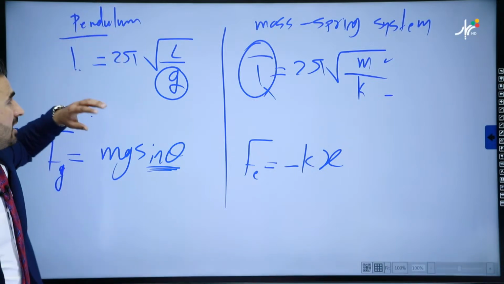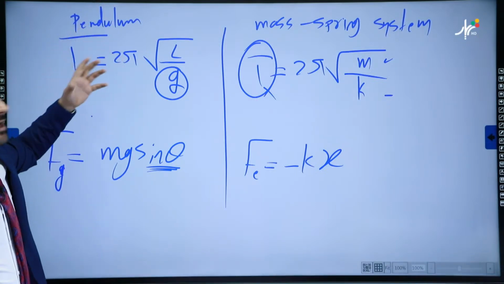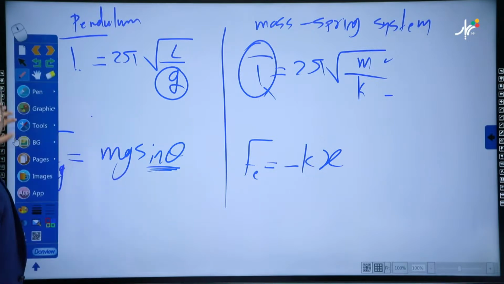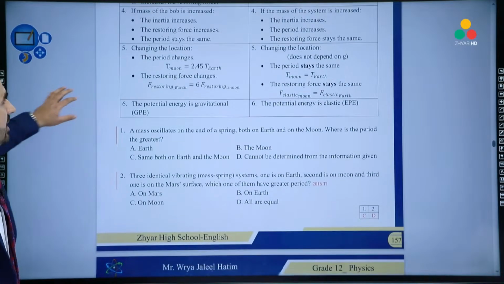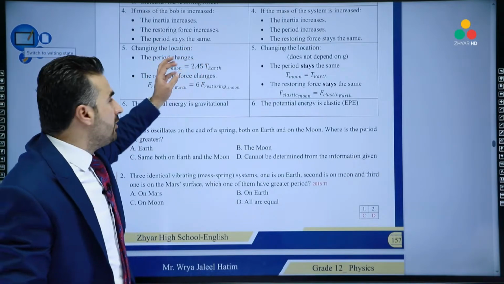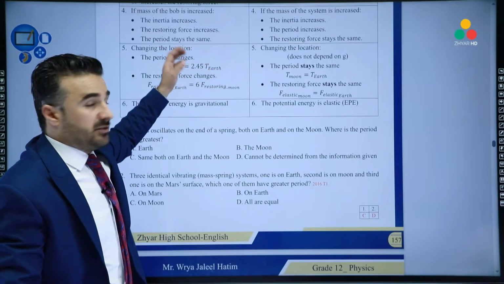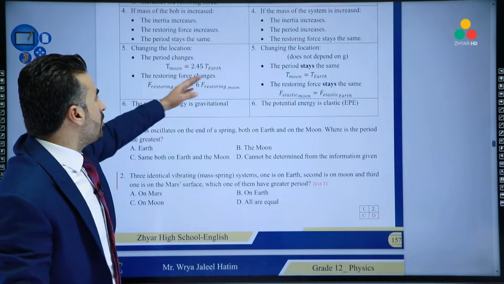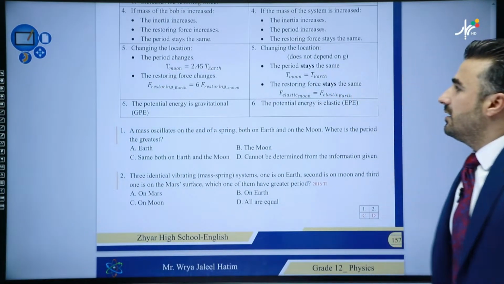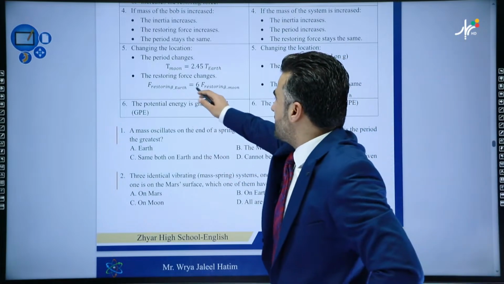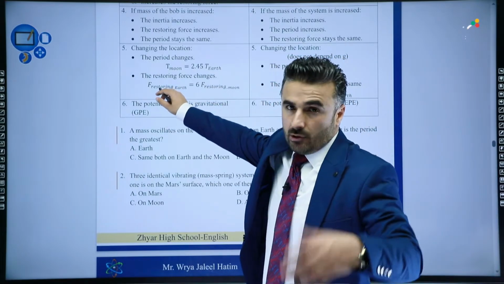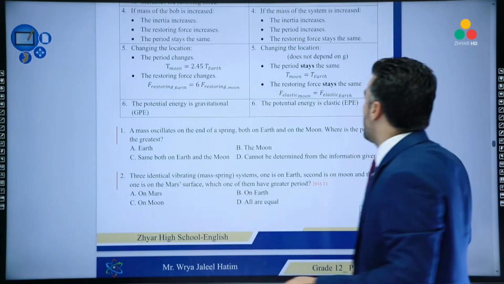So for the pendulum, if we take it to the moon, then the period will increase, or it takes longer for one complete swing. You can see here the period changes. The period on the moon will be bigger than the period on the Earth by a factor of 2.45. The restoring force will change by what? The restoring force on Earth will be 6 times bigger than on the moon, because we have a stronger gravitational acceleration there.